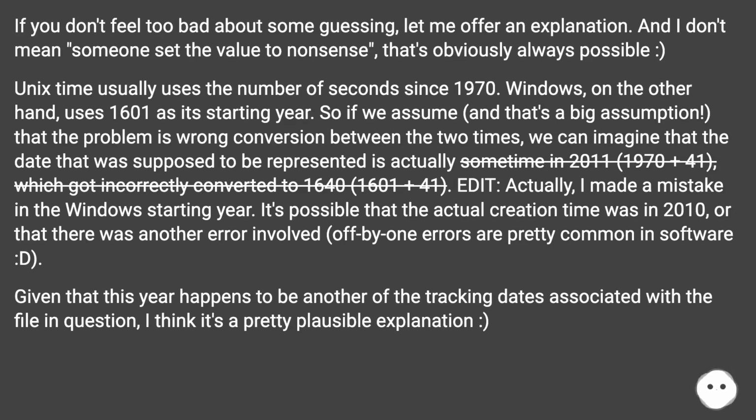Edit, actually, I made a mistake in the Windows starting year. It's possible that the actual creation time was in 2010, or that there was another error involved. Off-by-one errors are pretty common in software. Given that this year happens to be another of the tracking dates associated with the file in question, I think it's a pretty plausible explanation.